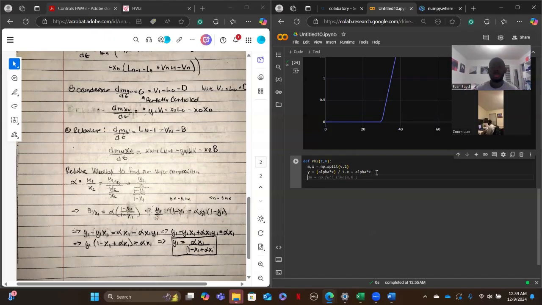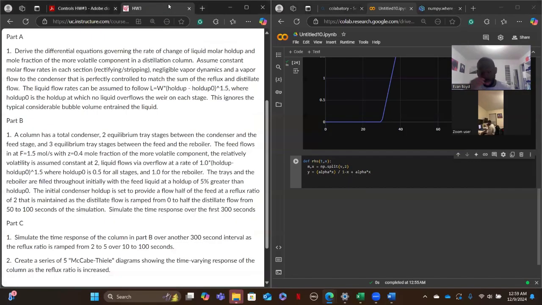Anyways, next we can define our reflux now. As I said earlier, our reflux is initially at 2, but it does not stay at 2. It actually changes over time. It says here the initial condenser holdup is set to provide a high flow rate, a feed reflux ratio of 2, that is maintained as the distillate flow rate is ramped up from 0 to a half distillate from 50 to 100 seconds in the simulation.